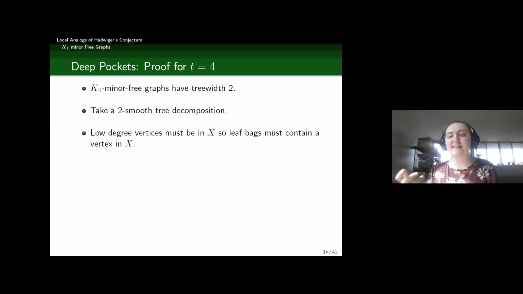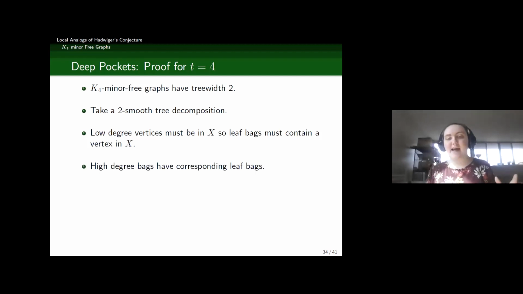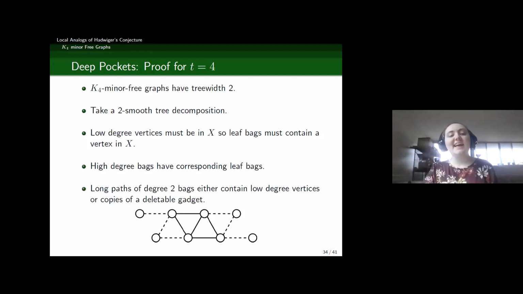Low degree vertices have to be in X because they're deletable themselves. So leaf bags have to contain a vertex in X. High degree bags have corresponding leaf bags just because of how degrees work in a tree. And so you're just left with the conundrum of what do you do with long paths of degree 2 bags.